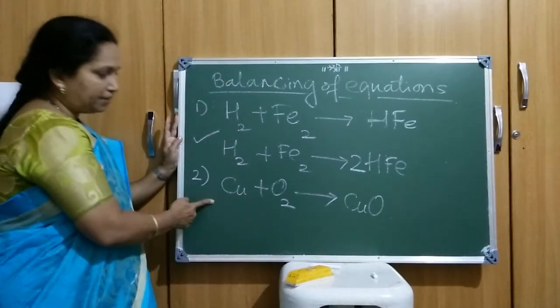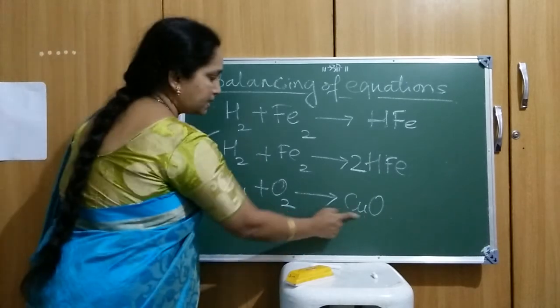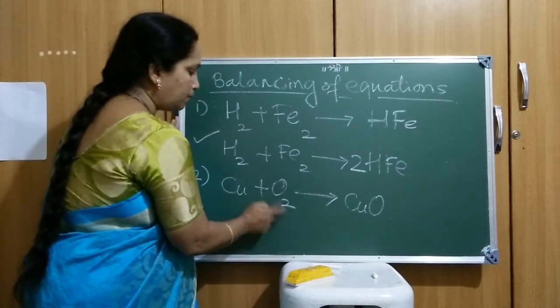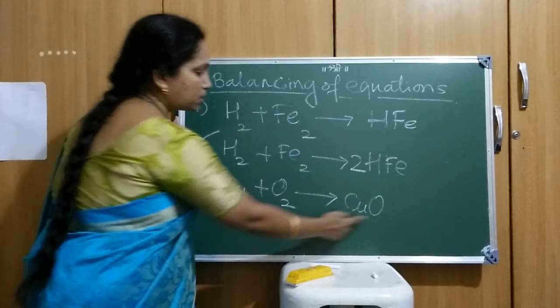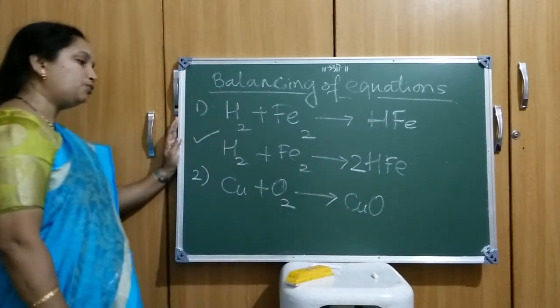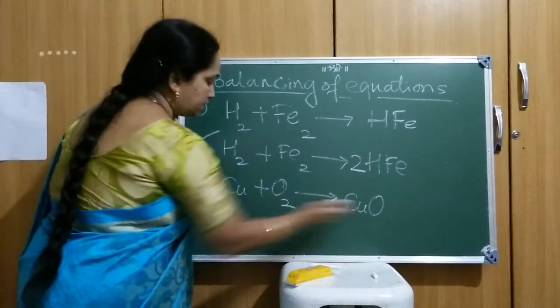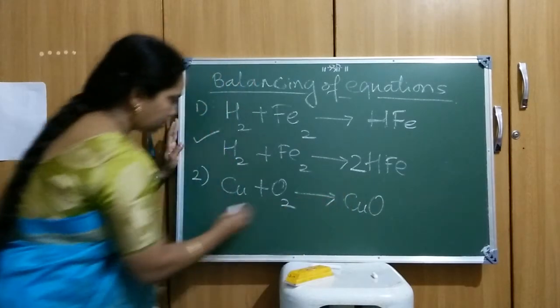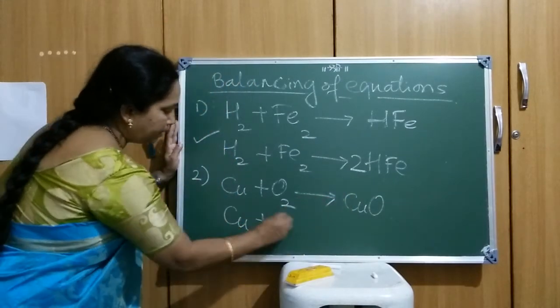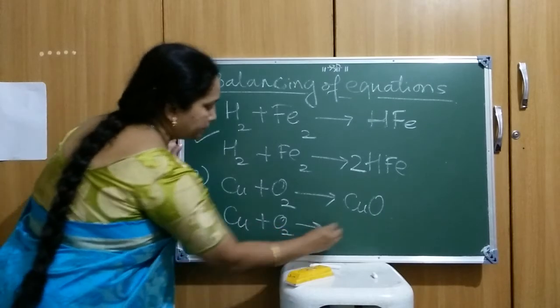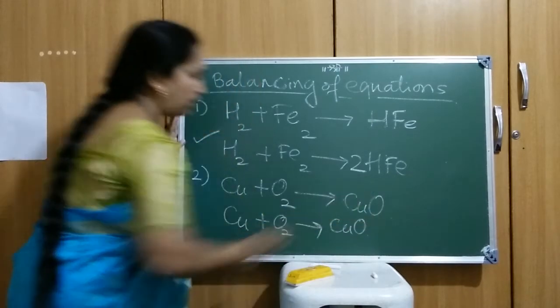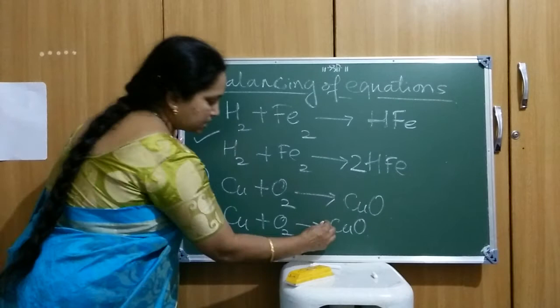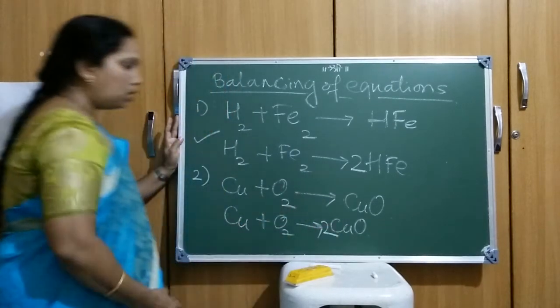See, on the left hand side only one copper is there, right hand side 2. What about oxygen? Here it is 2 oxygen, here only 1 oxygen. So first I'll balance the oxygen itself. I'll write down the equation first as it is: copper, oxygen, copper oxide. So first I'll balance the oxygen by writing it as a 2.